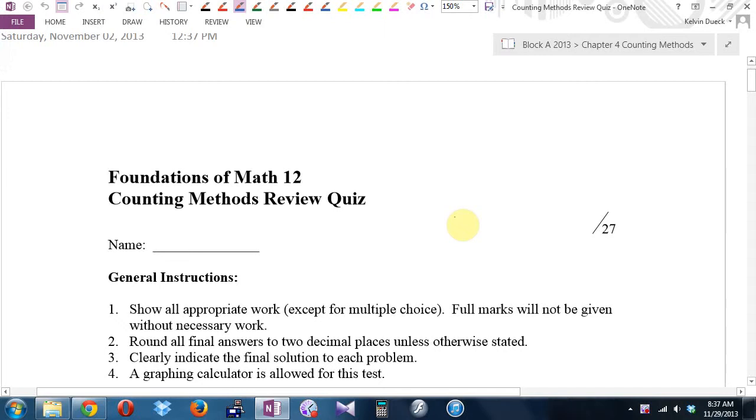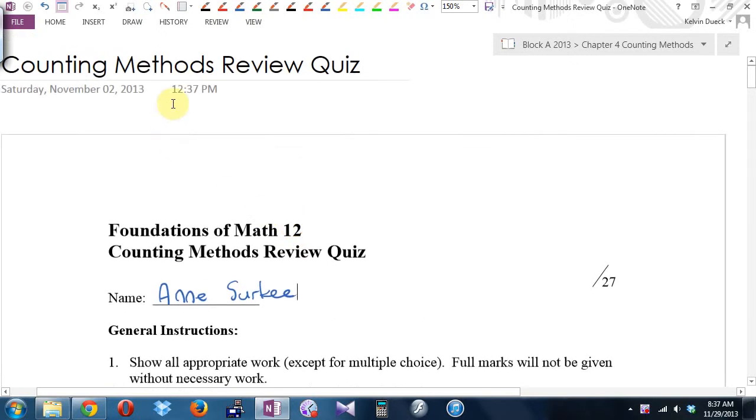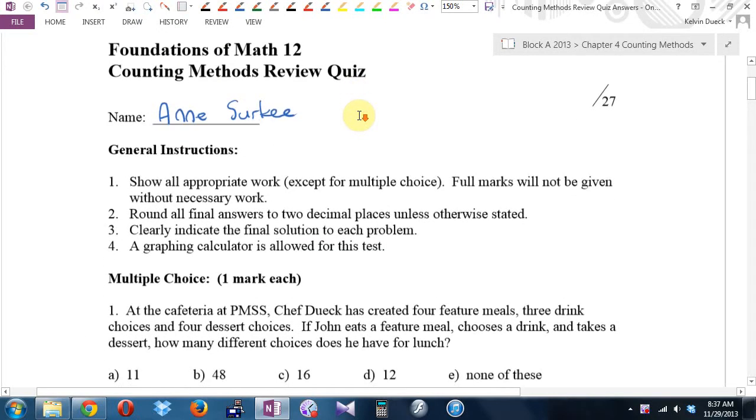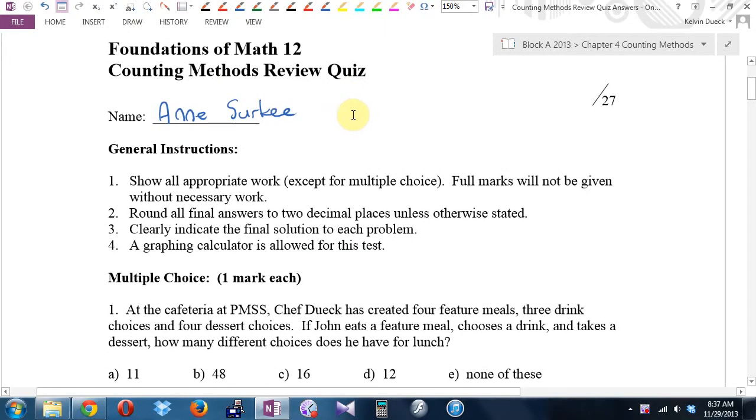So, counting methods review quiz. We'll bring back my favorite student. In fact, we'll even call this answers. There we go. It says show all work, and so on.